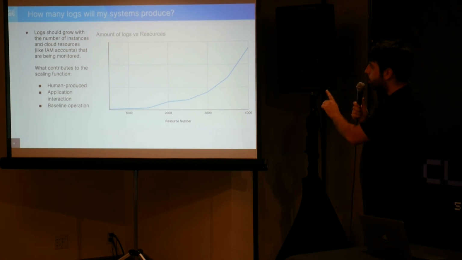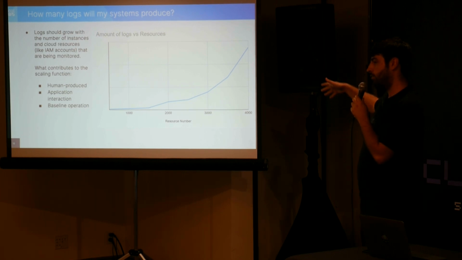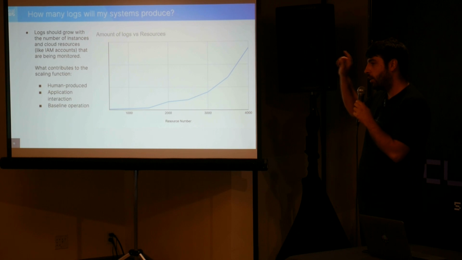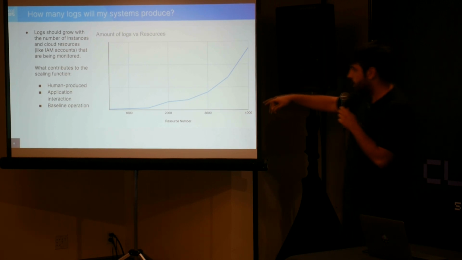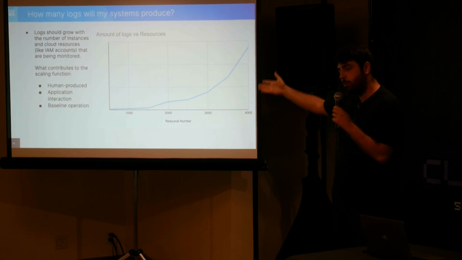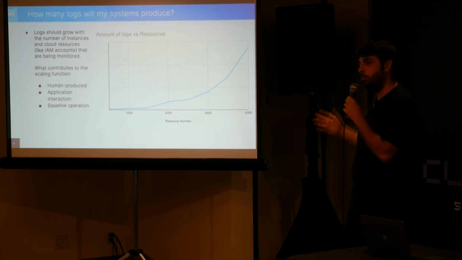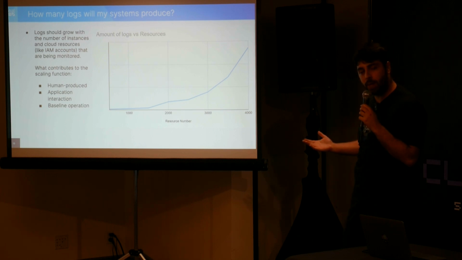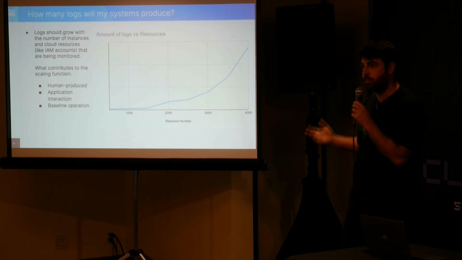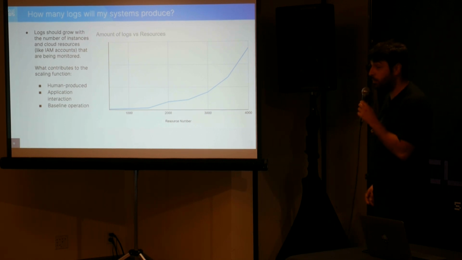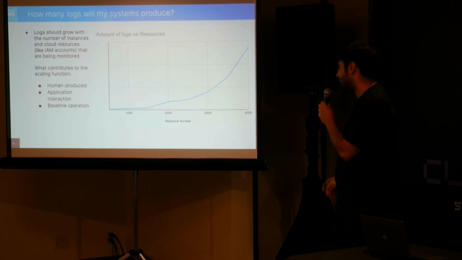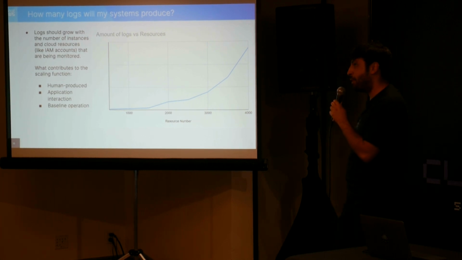The thing is, this scaling function is managed by different parameters. In this case, you have human-produced logs, which I'm not that worried about, because humans don't tend to wake up one day and do 10 million actions in 1 second. You may find some humans like that. That would be a problem.